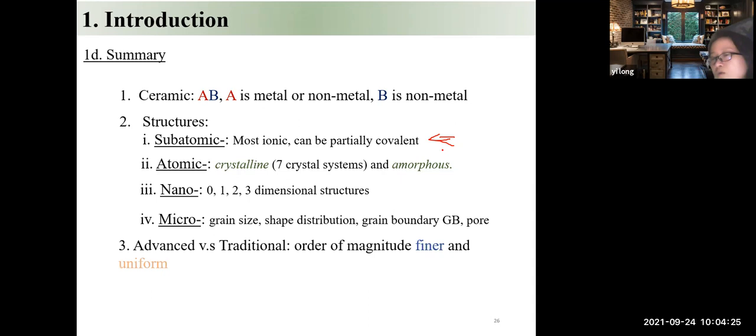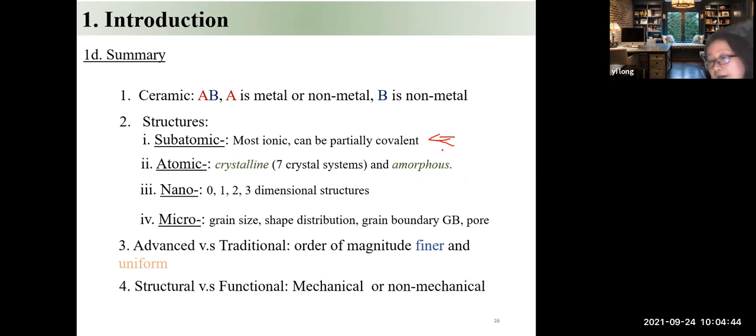Okay, so we also talk about what are the advanced and traditional materials. The key difference is that for advanced ceramics, the microstructure is orders of magnitude finer and more uniform, which means the morphology is much better controlled. And there are structural and functional ceramics. Structural is mechanical; functional is non-mechanical. So I expect you know all this because as a material scientist, if you go to talk to people, all these are very basic things. Make sure you have these big pictures. We always start with big pictures first.